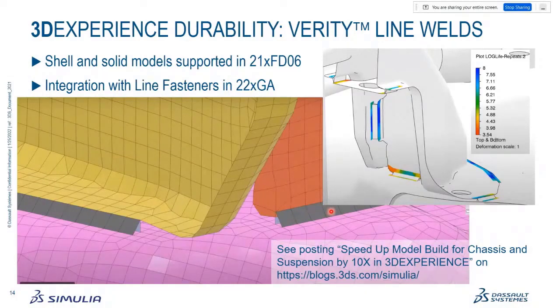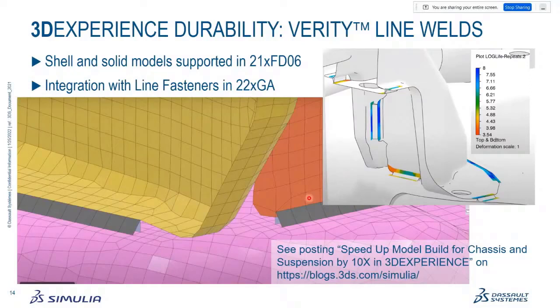The way you define the shell weld specifications for Verity is separated. It's in the scenario modules, right? But it's integrated with the line fasteners that you can create to generate meshes in a much more automated way. The line fasteners being in the model component of your simulation objects.